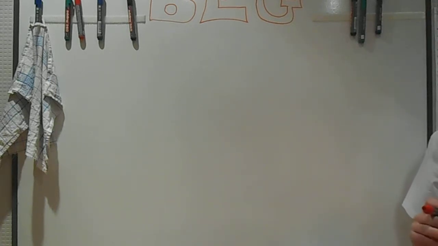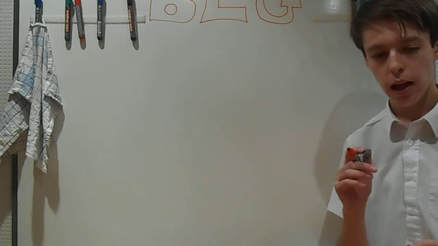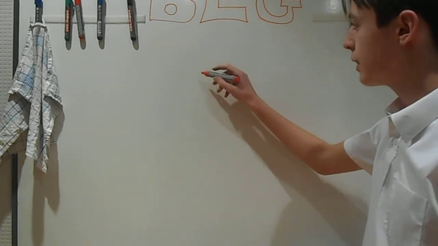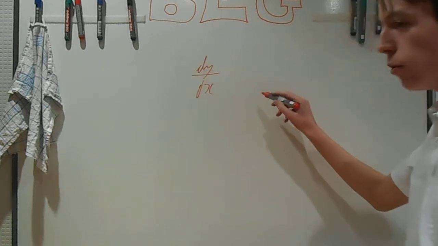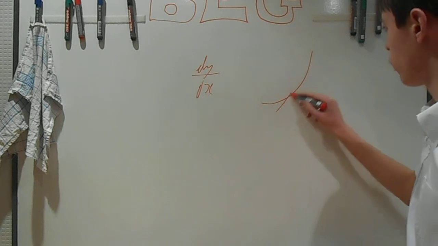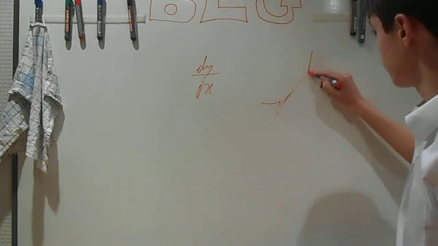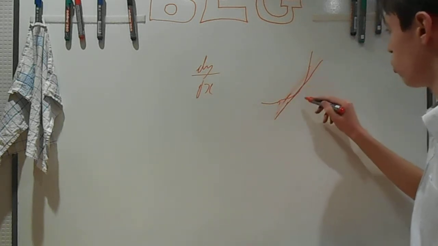So today, as the title says, we are going to be looking at the basics of differentiation. So, what is differentiation? It takes the form dy over dx, and it tells you the gradient of a curve at any given point. So that is meant to be a tangent there. I'm afraid I missed it with my first drawing.